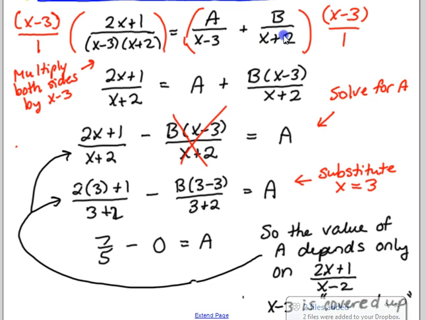And I could show that the same thing is true for the B term. I could do the same thing. So that's why the cover-up method works. It's not just a trick, it's a trick based on an algebraic technique. And any little tricks you ever learn in algebra are based on an algebraic technique. Okay, so hopefully that was enough information so that you can do partial fractions problems on your own now.